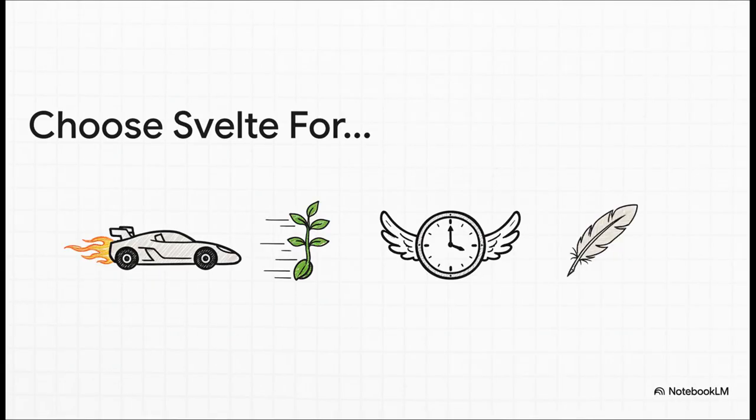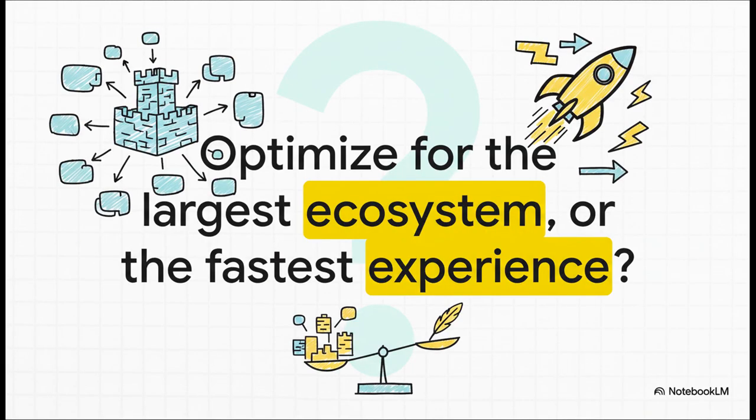On the other hand, you should definitely choose Svelte if raw performance is your absolute top priority. It's perfect for startups that need to move incredibly fast, projects where every single kilobyte counts, and for teams that really value developer productivity and, well, happiness. So in the end, the choice really comes down to this one question. Are you optimizing for the stability and the vast resources of the largest ecosystem? Or are you optimizing for the raw speed and the elegant simplicity of the fastest possible experience? The answer to that question will tell you exactly which philosophy is right for you.